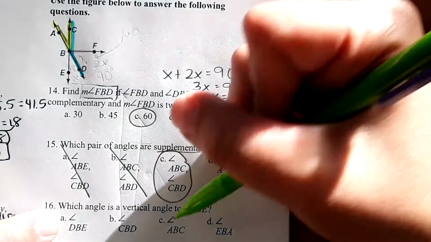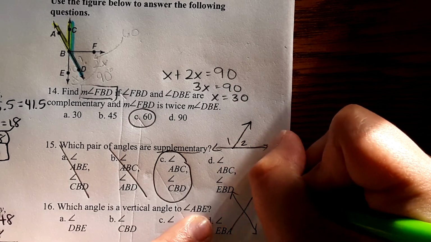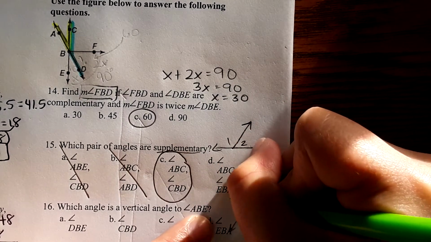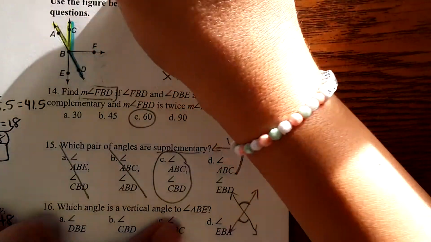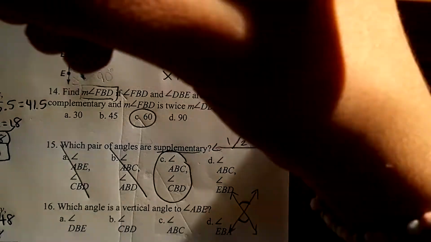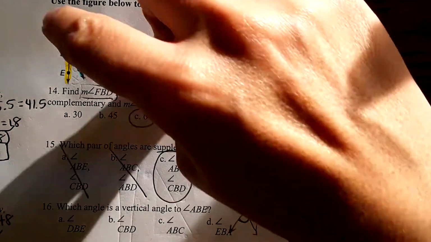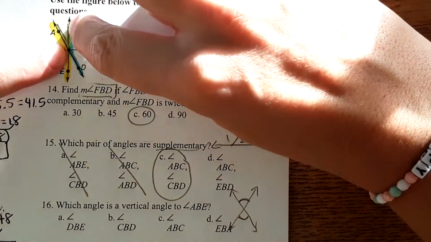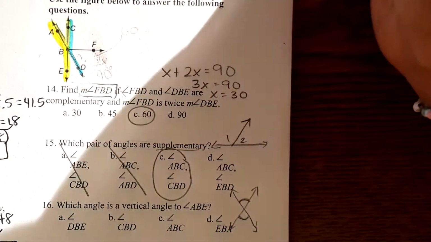And which angle is vertical to ABE? So when we have vertical angles, we would have two intersecting lines, and we're looking for angles opposite each other like this. So opposite ABE, so I'm going to highlight that. I wish I had more colors, but I don't. So ABE is right here. And the angle vertical that would be this one right here. So we're looking for CBD, and it's right there.